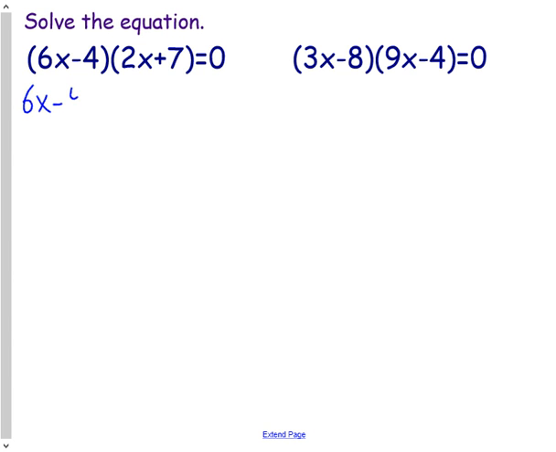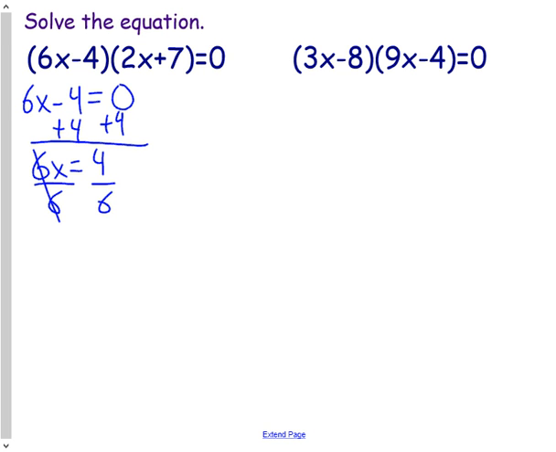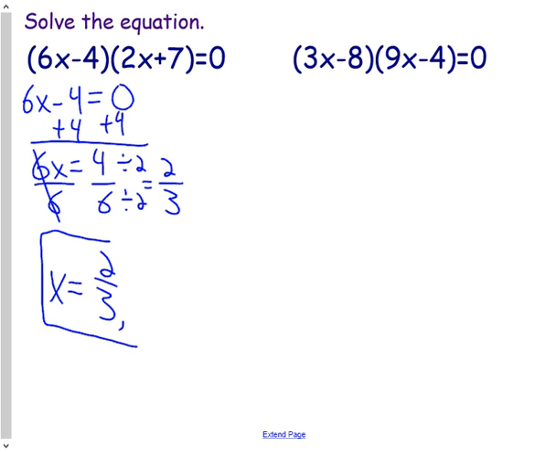6x minus 4 is 0. Plus 4 to each side. 6x is 4. Divide by 6. Now, this one isn't necessarily simplified. They both have a 2 in it, so technically we can simplify like that. You don't need to include divide by 2, but just to show you why we're getting 2/3. There's that answer. Leave it open because now we need the next group.